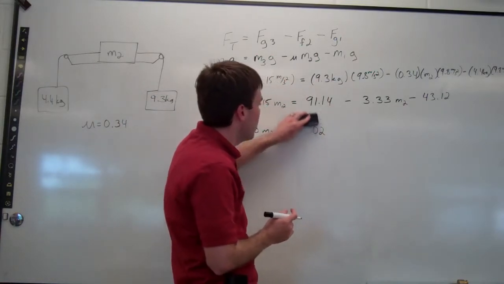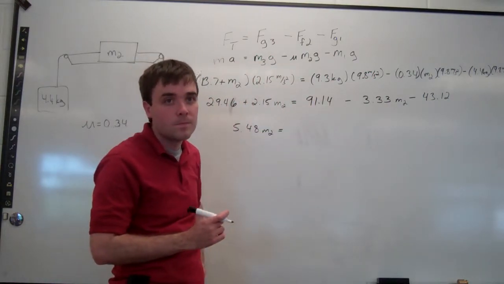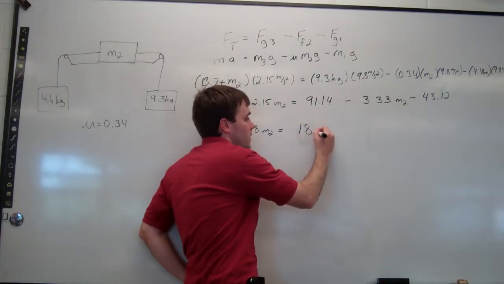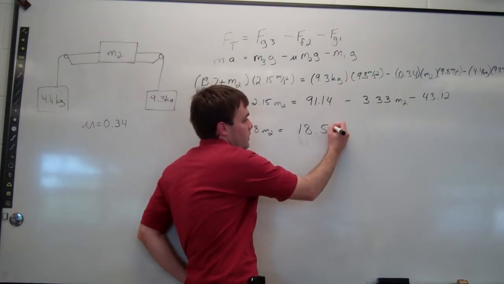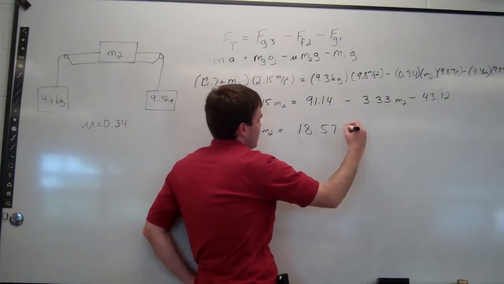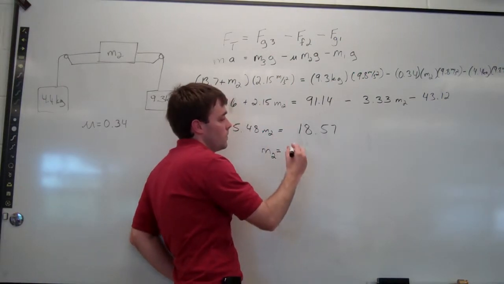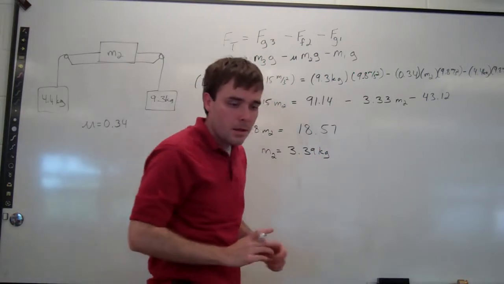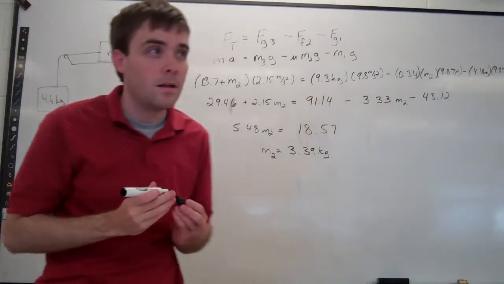Well, let's just do it all in one step. Wait, which one were you doing? Oh, you're doing the whole thing. It's then 18.5. I kept more decimal places, but I had 18.57. And what does m2 equal? 3.39. Yay. That wasn't too bad.